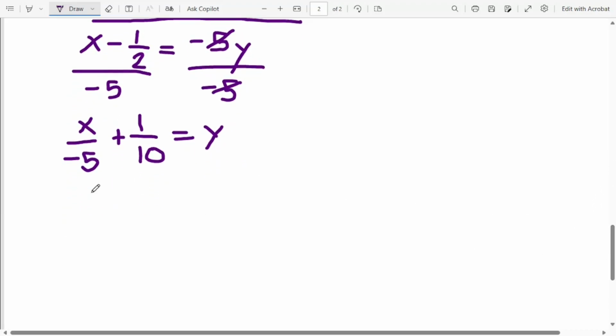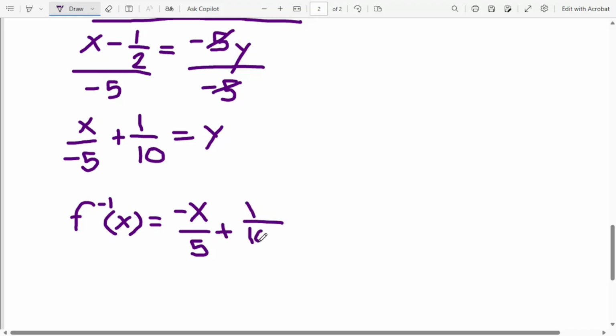Last step, we're going to write this with the inverse function notation. So we're going to say the inverse function of f of x. And if we want to bring the negative out of here, we can instead just write this as negative x over 5 plus 1/10. Okay, and that's that one.